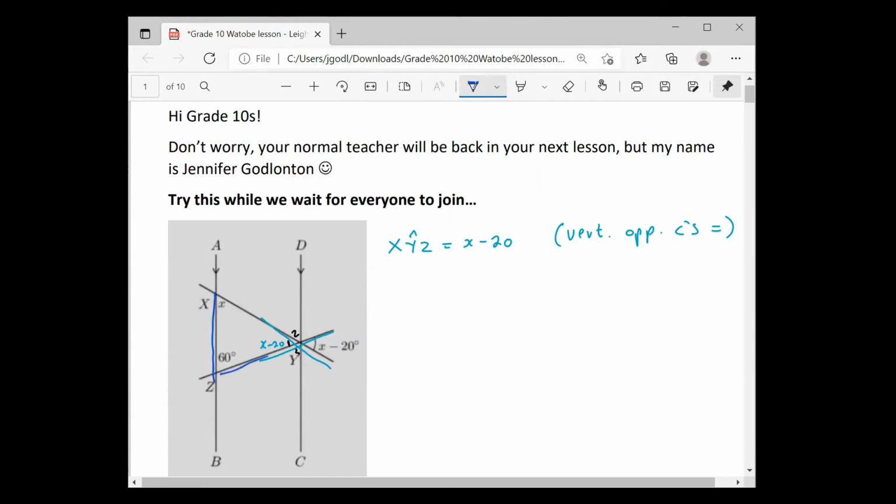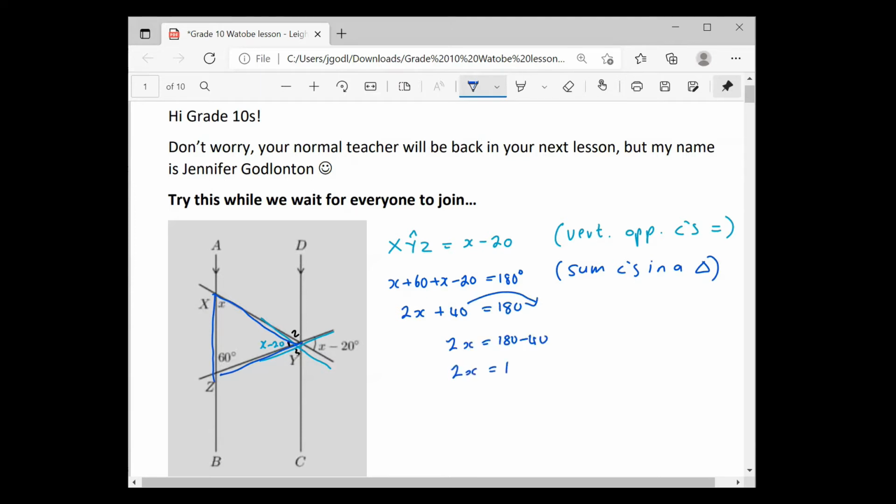Excellent. Well done. So now we have a triangle situation happening here. So we can say x plus 60 plus x minus 20 needs to equal 180 degrees because of sum of angles in a triangle. Let's simplify this a little bit. 2x plus 40 is 180. I'm going to move that 40 over. So 2x is equal to 180 minus 40, which is 140. Then we divide both sides by 2. And so we see x is equal to 70 degrees.